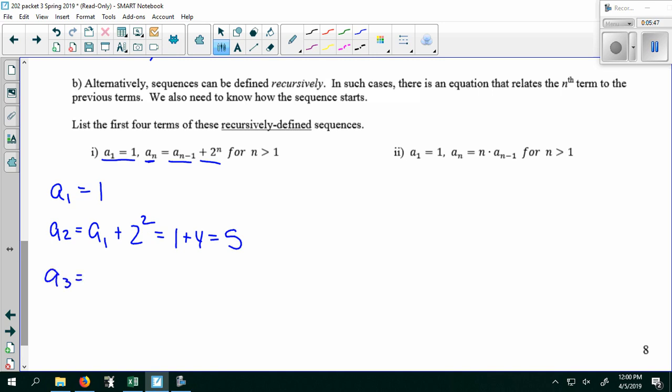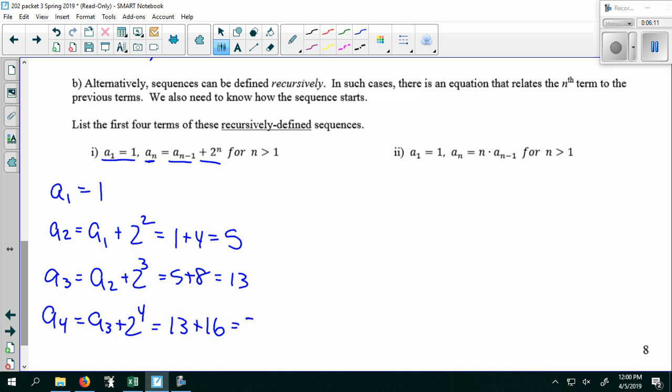a3 is going to be equal to the term before it, a2 plus 2 cubed. So a2 is 5, so that's 5 plus 8, which is 13. And a4 is a3 plus 2 to the 4th. a3 is 13. 2 to the 4th is 16, so that is 29. And yeah, I just needed to find the first 4 terms.